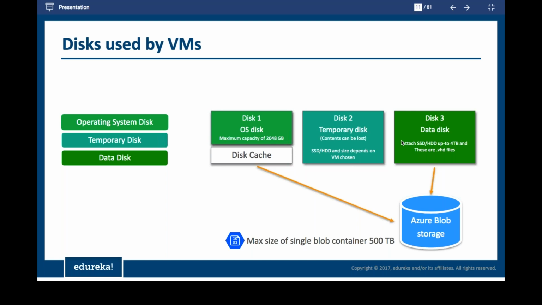That's your data disk. Now, all these disks which you create will get stored in storage. Normally in your storage you have four things: blobs, files, tables, and queues. Whatever unstructured data you're going to store gets stored as a blob. So you will have Azure Blob Storage, which has a maximum blob container size of 500 TB, and there you are going to have all your data.